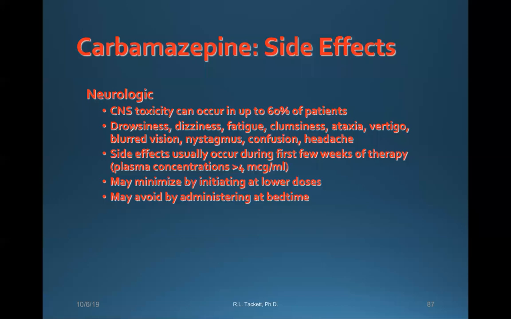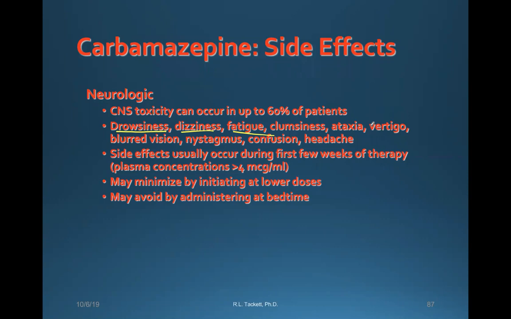The most common things people will complain about are being sleepy or drowsy, dizziness, and fatigue. We've also seen sometimes they feel a little more clumsy, may have difficulty walking, vertigo, some blurred vision. If you were to examine them, you could see some nystagmus, the eyes sort of jerking a little bit, and confusion. But a lot of times the neurological symptoms we primarily see come down to drowsiness, dizziness, and fatigue. Frequently, this is going to occur during the first few weeks of therapy.